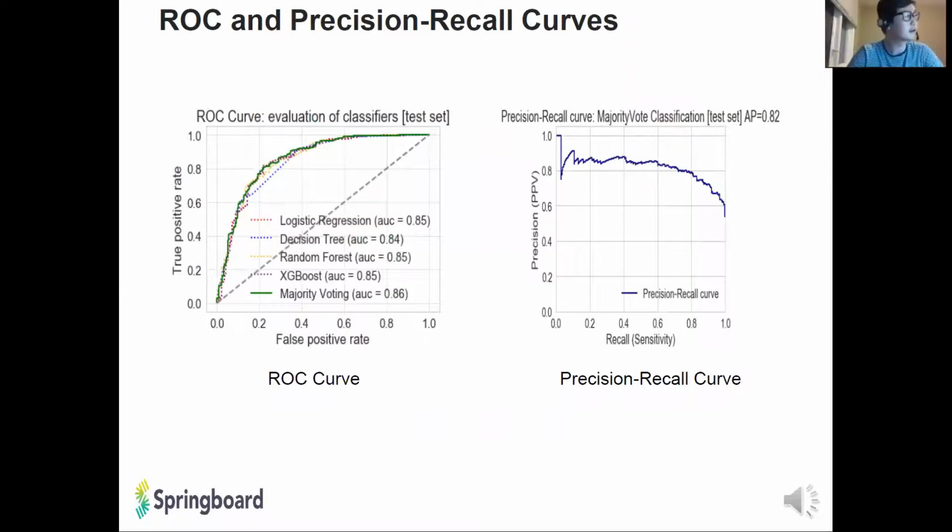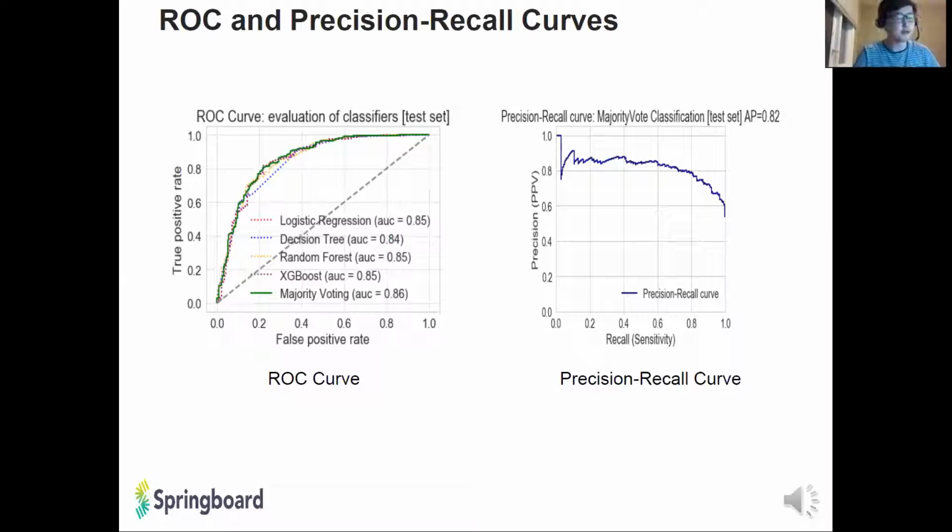So here is the ROC curve and the Precision-Recall curve, which show similar information in a slightly different way. On the left-hand side of the figure is the ROC curve of the 5 models that I plotted. As you can see, for the majority vote model, the area under the curve is 0.86. Meaning that, in my definition, about 86% of the time this model is better than random guessing, which is 50%, at separating the stroke cases from non-stroke cases.